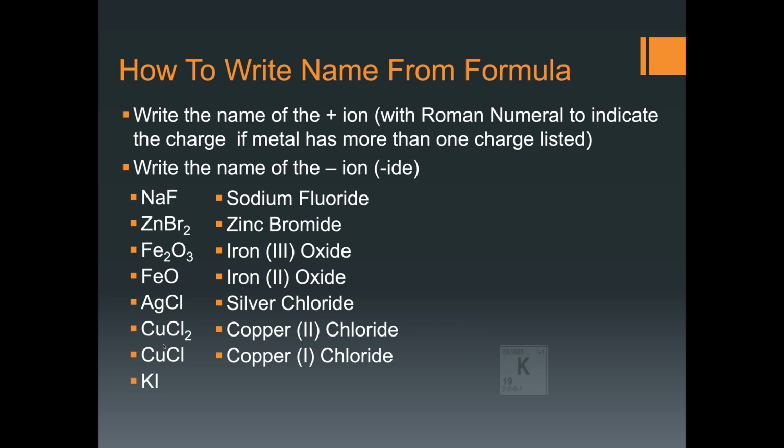KI. Potassium has only one charge, and therefore we can call this potassium iodide. Iodine becomes iodide.